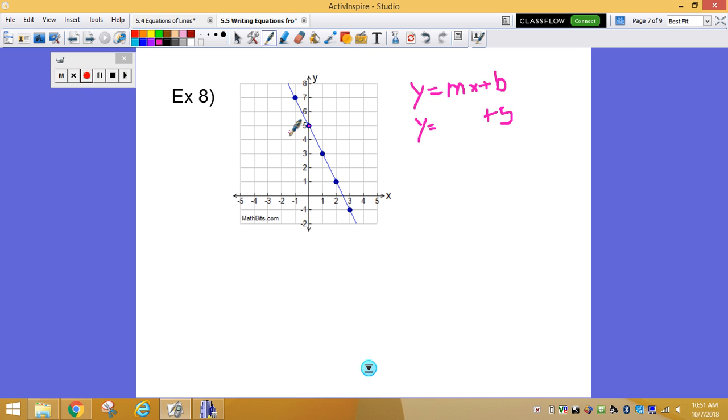And then slope is rise over run. So I'm going to go down 2. If you go down, that's really a negative 2. And I'm going to run 1. Now this can be simplified, right? Negative 2 divided by 1 is really negative 2. So that's your answer.